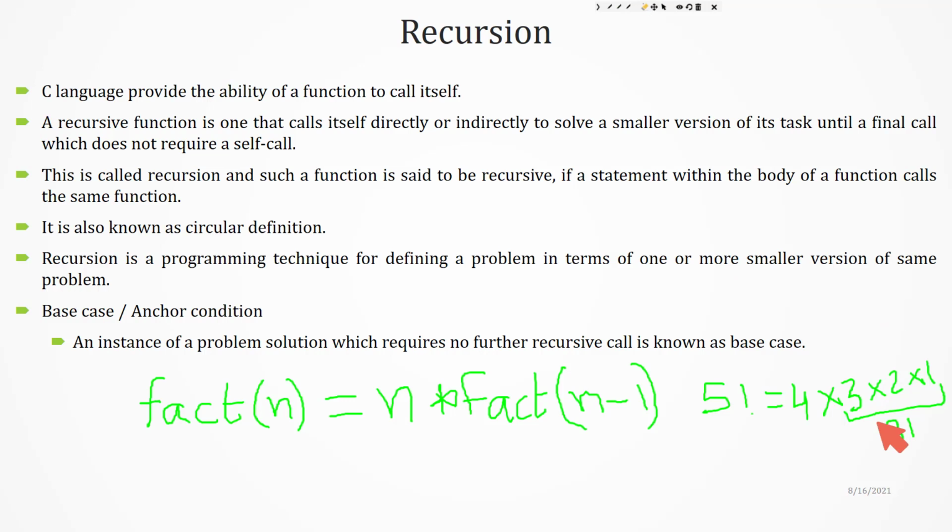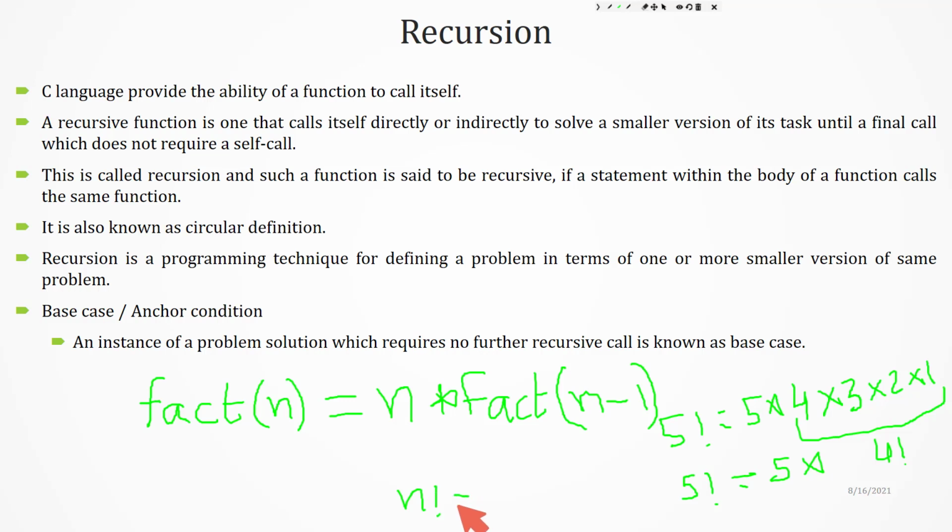One minute, I made a mistake. I missed 5. 5 into 4 into 3 into 2 into 1. This is 5 factorial. So here 4 into 3 into 2 into 1 is 4 factorial. That means the other meaning is 5 into 4 factorial. So 5 factorial equals 5 into 4 factorial. Similarly, n factorial equals n into n minus 1 factorial.